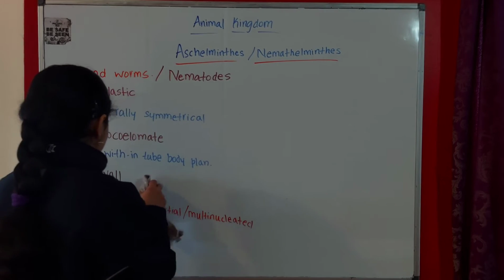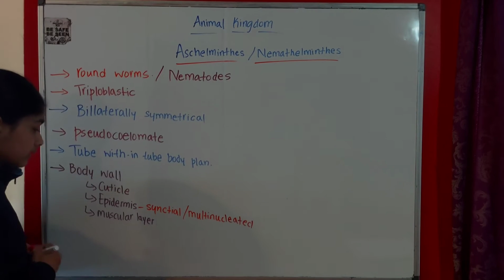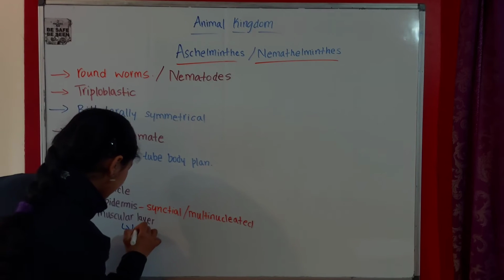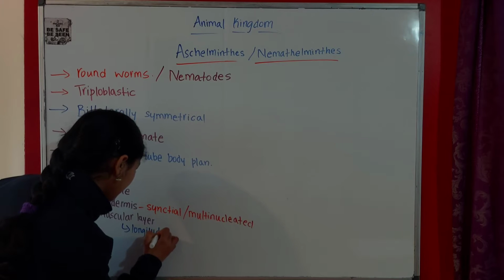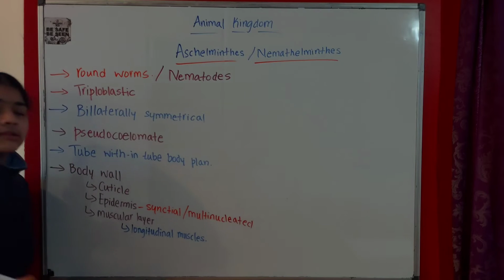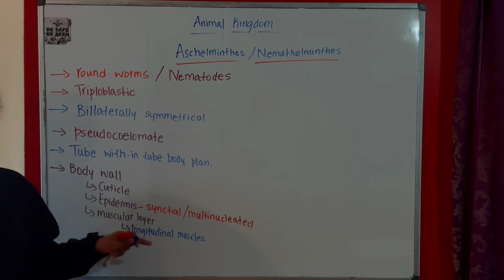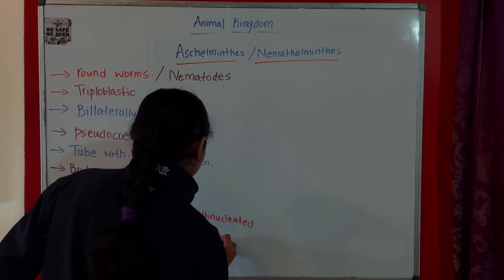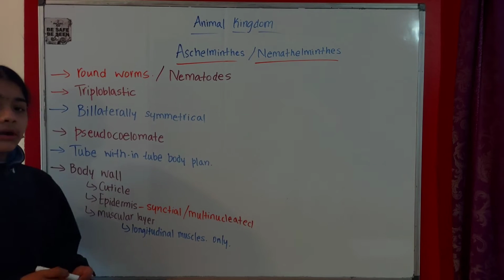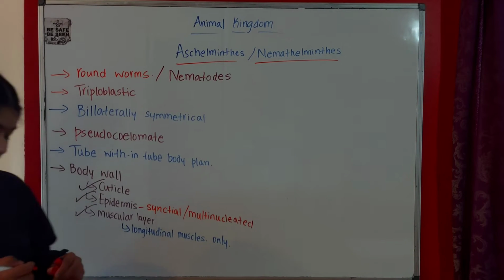And the inner layer is muscular layer. Muscular layer means it consists of muscles. This muscular layer consists of only longitudinal muscles. Usually we have two types of muscles, the longitudinal and the circular muscles. But in case of nematodes, only longitudinal muscles are present. So longitudinal muscles only. There are no circular muscles present. So this is about the body wall. Body wall consists of the cuticle, epidermis and the muscular layer.